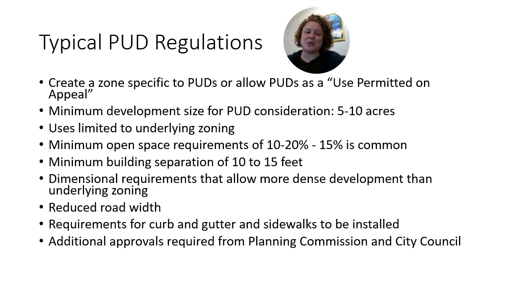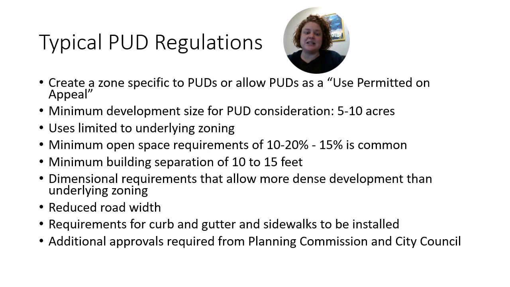These are some of the typical regulations included in a PUD ordinance. Some communities create a special zoning designation as a PUD, though more commonly PUDs are either overlay zones where the underlying zoning remains or permitted with a special exceptions permit. Typically, there is a minimum development size, commonly 5 or 10 acres, though in Chattanooga, some portions of the city allow a PUD as small as 2 acres.